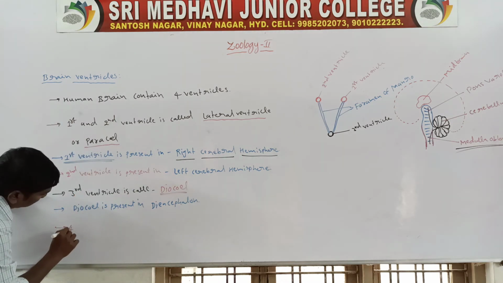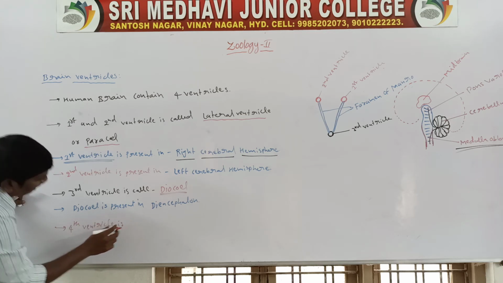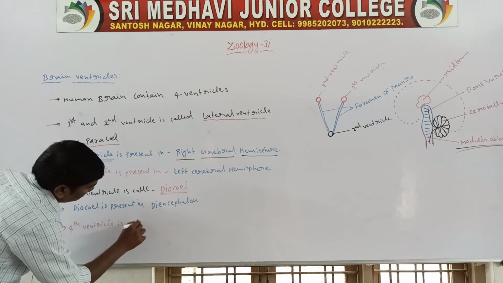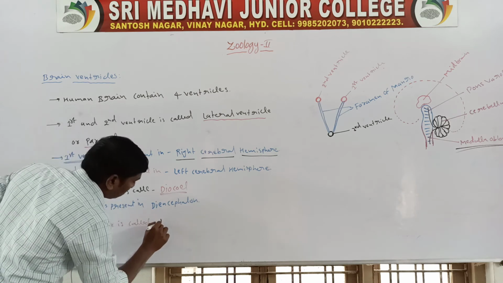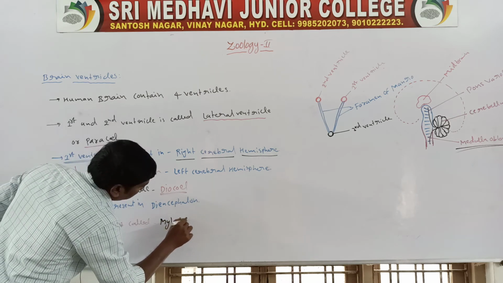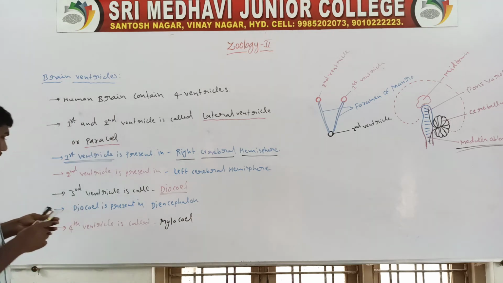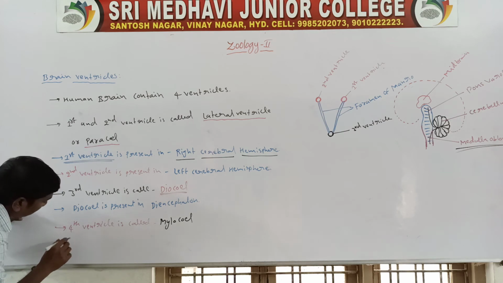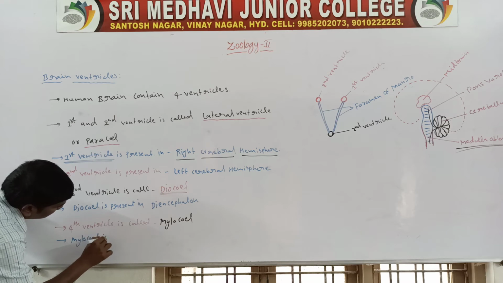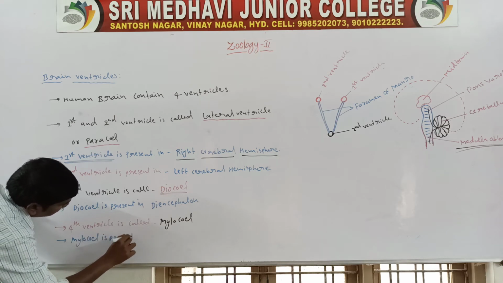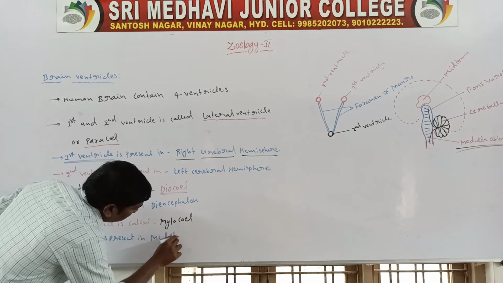Next one, the fourth ventricle. The fourth ventricle is also called the myelocele. It is presenting in the medulla oblongata.